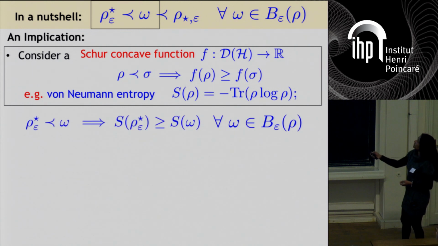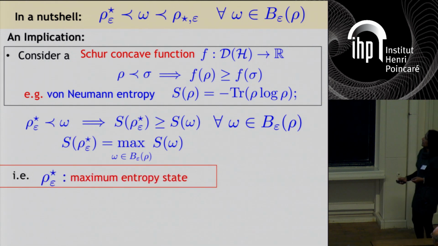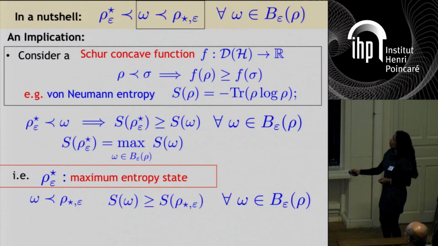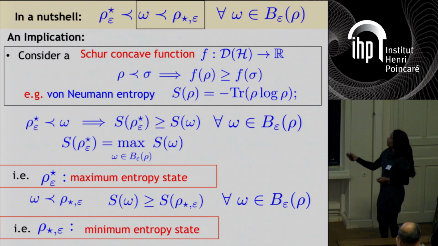So let's look at this part of the majorization relation. Rho upper star epsilon is majorized by every other state omega in the ball. So the Schur concavity of the von Neumann entropy therefore implies this relation. So immediately we see that rho upper star epsilon is the maximum entropy state over this ball for the von Neumann entropy. Similarly, if we look at the other majorization relation, since rho lower star epsilon majorizes every omega, this relation holds. And therefore, we see that this is the minimum entropy state over this ball.